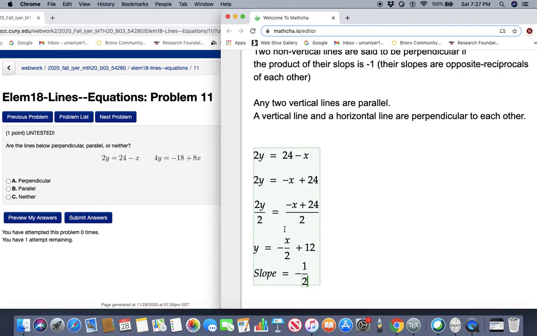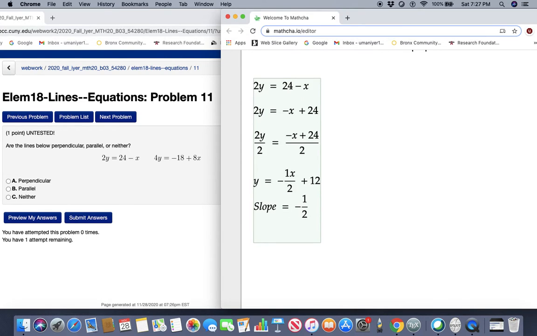Where did that 1 come from? Look, 1 times x is x. So there is an invisible 1. So 1 over 2 and the negative. So that's your slope of the first line. Let's look at the second line. The second line is 4y equals negative 18 plus 8x. Notice we write the x term first. So 4y equals 8x minus 18. You see, that's a positive. So that's that. Now divide both sides by 4.